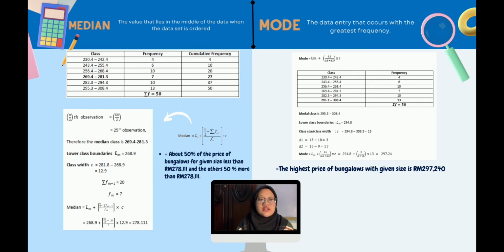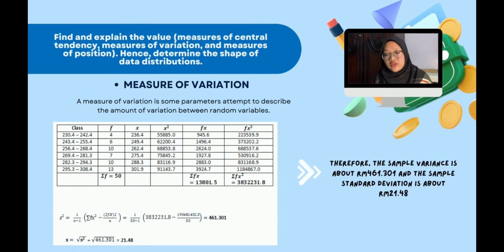Next, the mode is the data entry that occurs with the greatest frequency. The formula is given above the table. For the mode, we have the class and frequency only. So the modal class is 295.3 until 308.4. The lower boundary is 294.8, and the class size is 308.9 minus 294.8, which is 14. After we calculate using the formula, we will get the highest price of bungalow for the given size, which is RM297240.